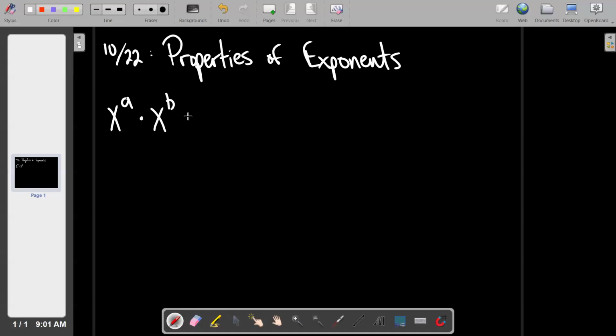Get used to seeing lots of letters in today's notes, and don't be intimidated by them. What's going to happen is every time I give you a property, I'll give it to you in what's called its general form, and then I'll show you it in its practical form, like just in use, like in the wild. So does anyone know what happens if you take x to some power and you multiply it by some other x, but to a different power? Do you know what you do?